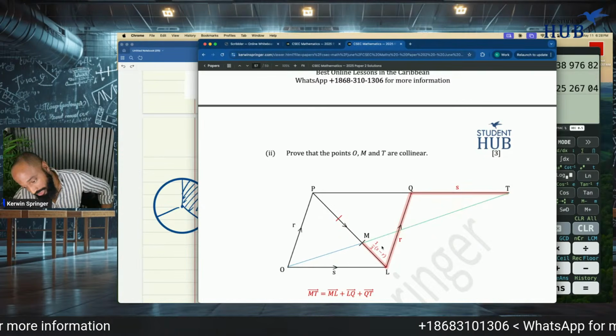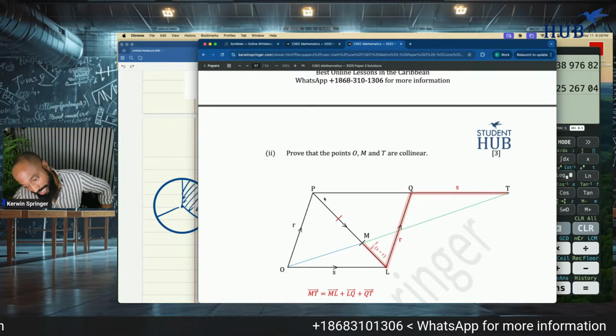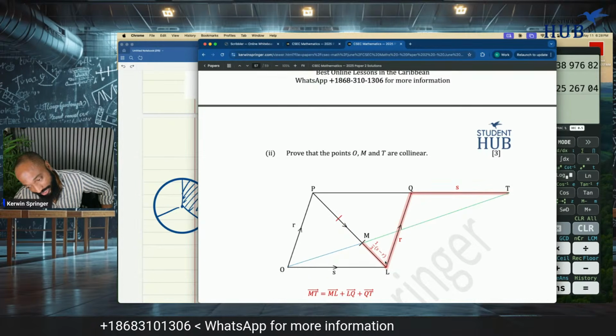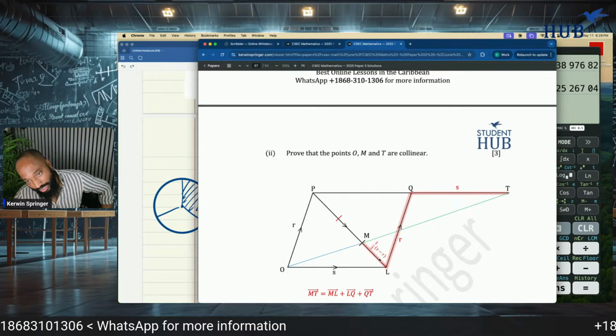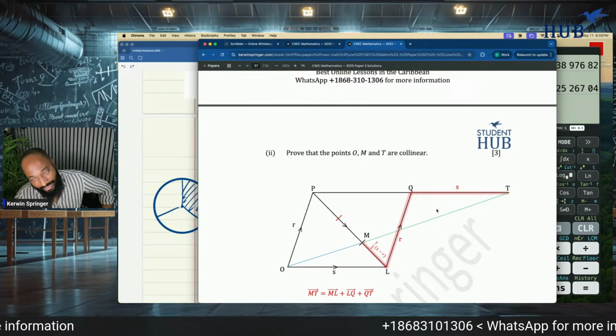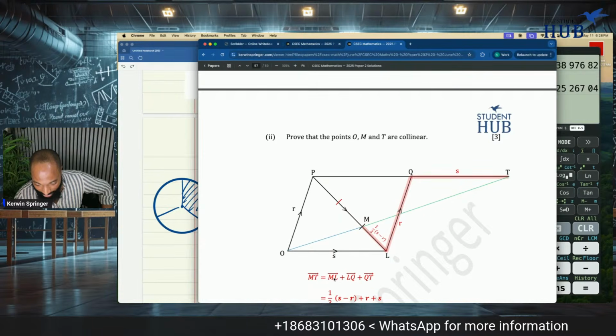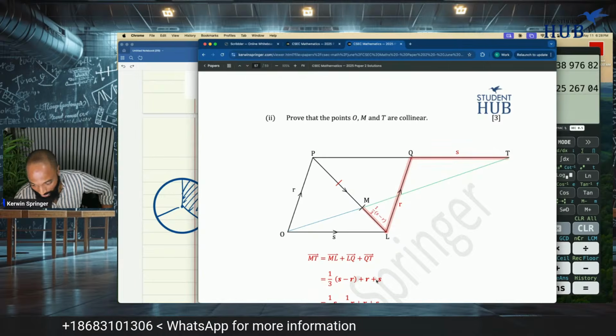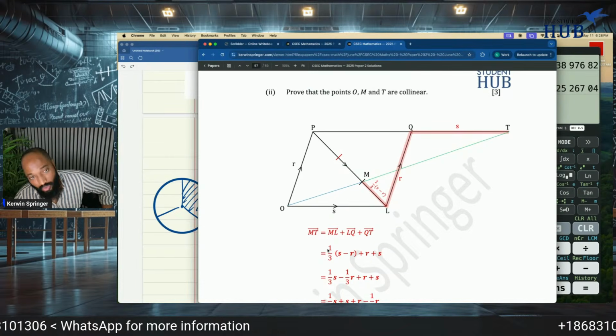So this is 1/3 of S minus R. Remember, this was just S minus R, PL, and ML is 1/3 the way. So you're going to add on that 1/3 S minus R, you're going to add back on this R and this S, and that's what all is working here. ML plus LQ plus QT is 1/3 S minus R plus S. I multiplied out the 1/3.